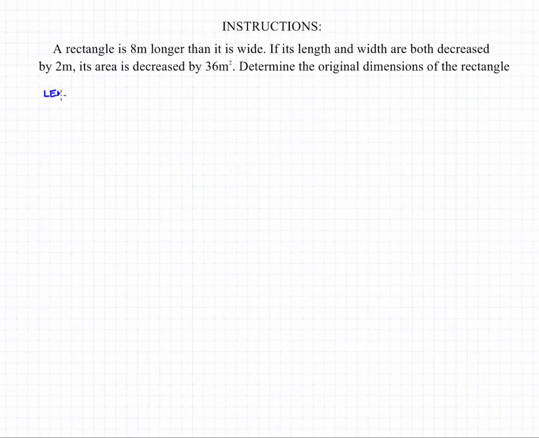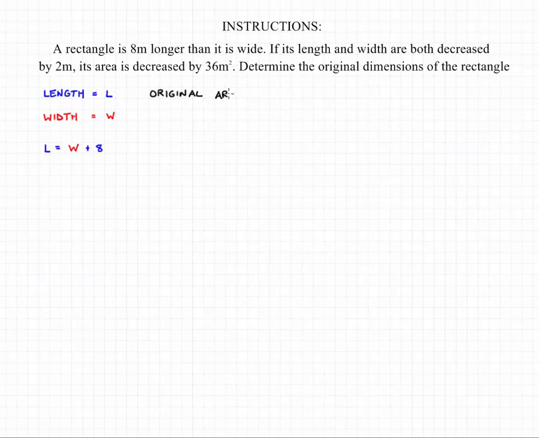It is a good idea when you're starting a word problem to define the variables you're going to use in your equations. So we're going to define length as being equal to L and width as being equal to W. And then we're given a relationship between them in the problem. We're told that the length equals the width plus 8, or L equals W plus 8.